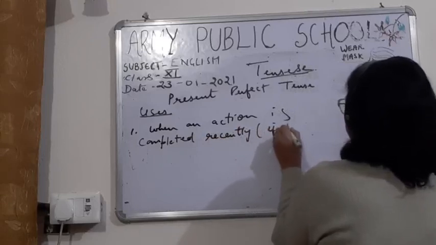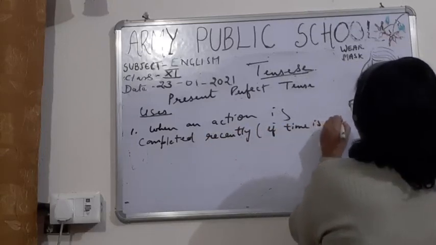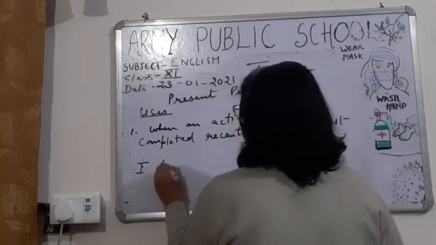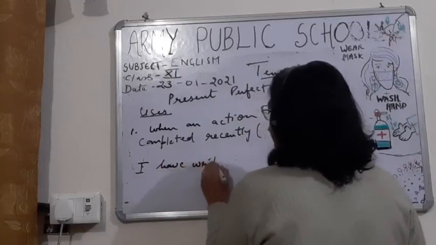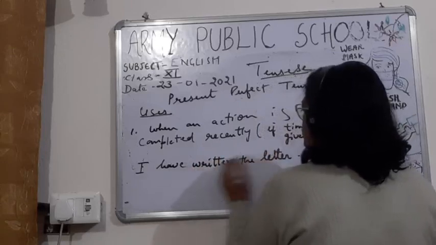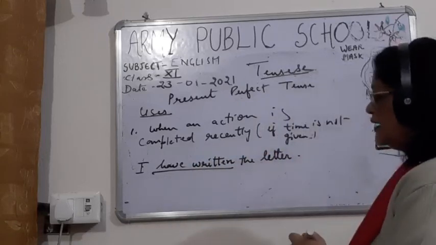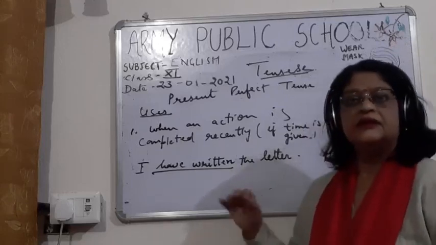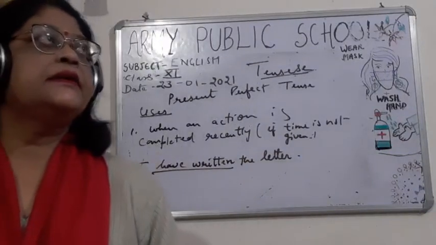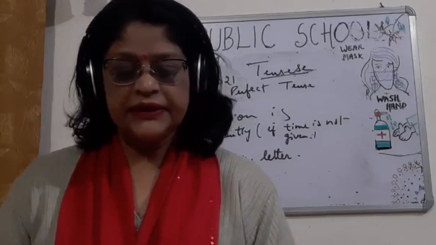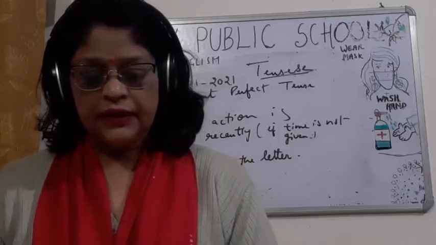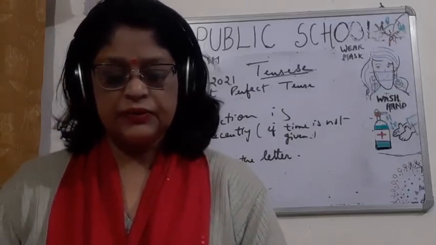If time is not given, like I have written the letter. So children, this means I have completed it recently. It's not pending, or it is going to complete just now. So children, in present perfect tense, a recently completed action should be there, and there should be no time given.